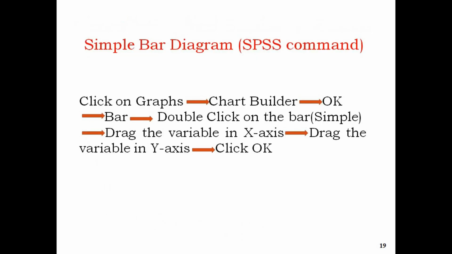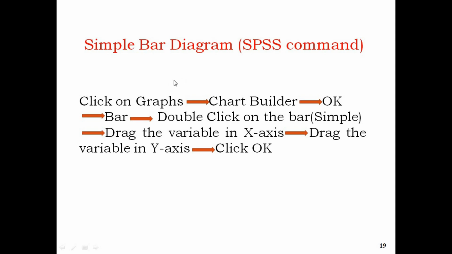I have already given the SPSS commands for this simple bar diagram. First you click on Graphs and then Chart Builder, then click OK. Then you click on Bar, then double click on the bar which is Simple. There are simple, multiple and subdivided bars. Just click on simple, then drag the variable to the x-axis and drag the variable to the y-axis. Then at last you click OK.